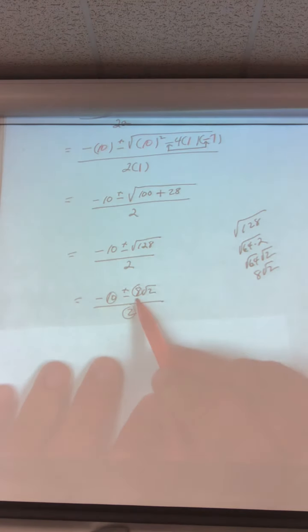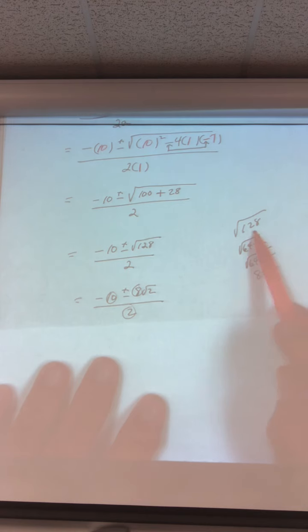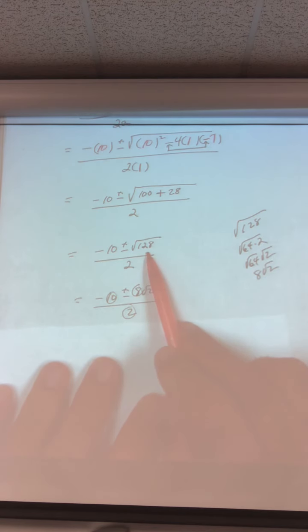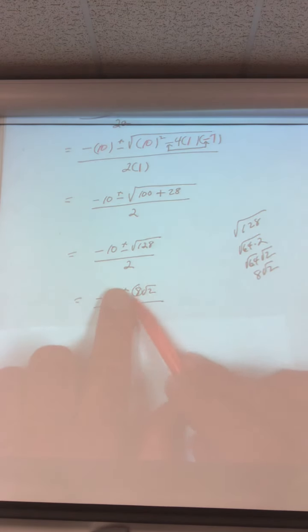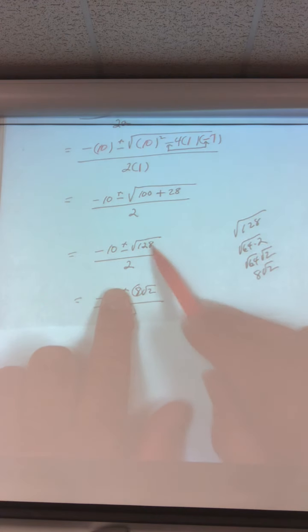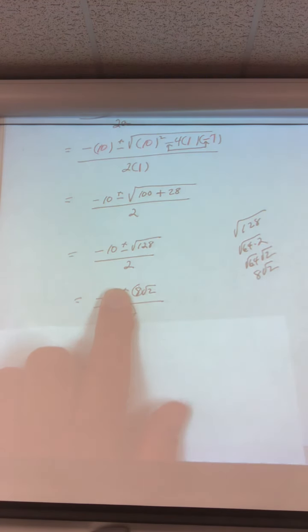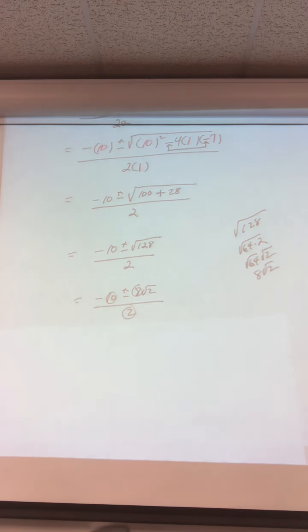Now, where does the 8 square root of 2 come from? Square root of 128 is divisible by a perfect square, that being 64. So rewrite 128 as 64 times 2. Break this into 2 square roots, and the square root of 64 is 8, square root of 2. So that right here is where that comes from. Square root of 128 is 8 square root of 2. Or, remember I told you that you could use your calculator to work that as well.